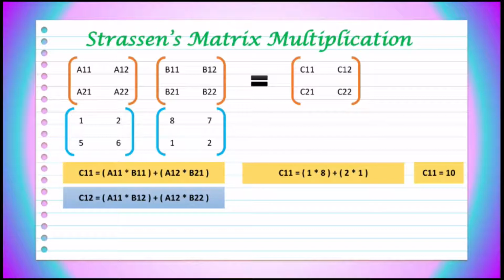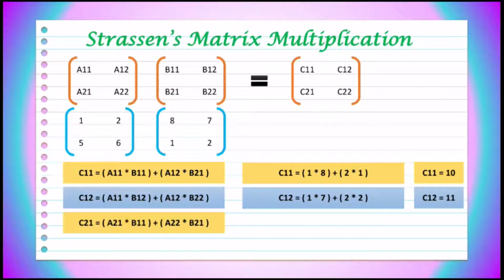Next C12, so this is the formula. So just replace the values. So 1 into 7 is 7 and 2 into 2 is what? 4. So 7 plus 4, that is 11. So C12 will be 11.